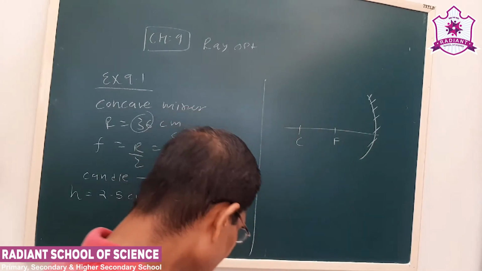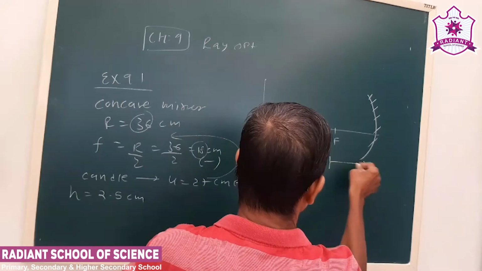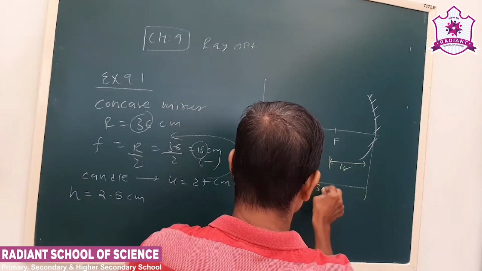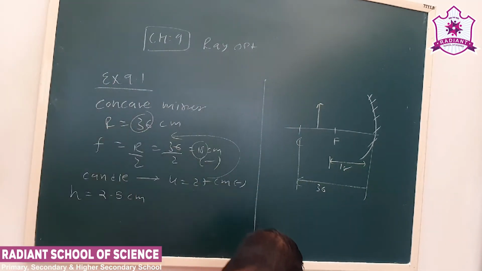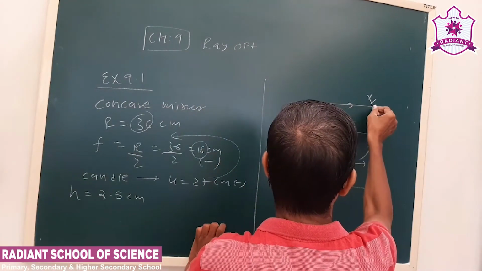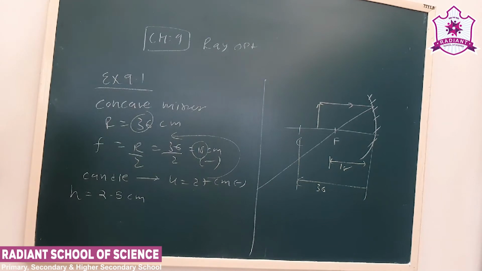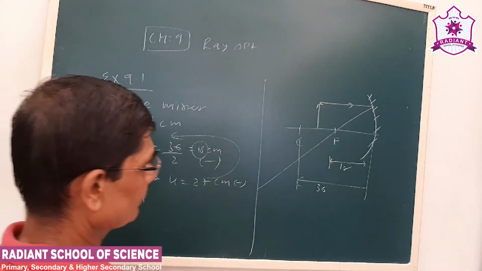Now we can mentally draw the diagram also. Now see here, the object is between F and C. Why? Focal length is 18, radius of curvature is 36. See, 27 lies somewhere here. Now how is the image formed? See, we draw a rough ray diagram. See, the first ray is parallel to the principal axis. After reflection it will pass through here.